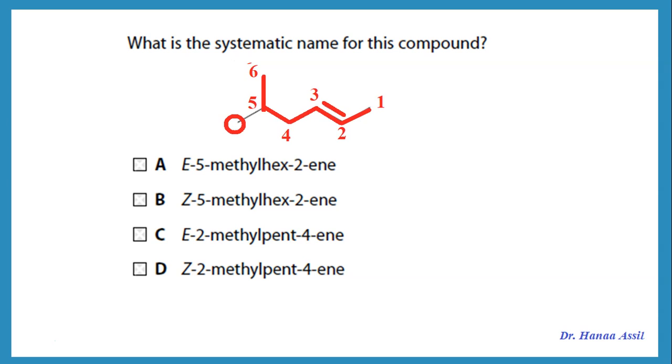Now I have a substituent here, a methyl group here. And that is on carbon number 5. So this is 5-methylhex-2-ene. Now, is this an E or a Z? Well, if we look at it, remember that each carbon must have a total of 4 bonds. If you cannot see 4 bonds, that means there are hydrogens. So this is the structure actually, and that means the hydrogens are on opposite sides of the double bond and the carbons are on opposite sides. So this is an E-5-methylhex-2-ene.